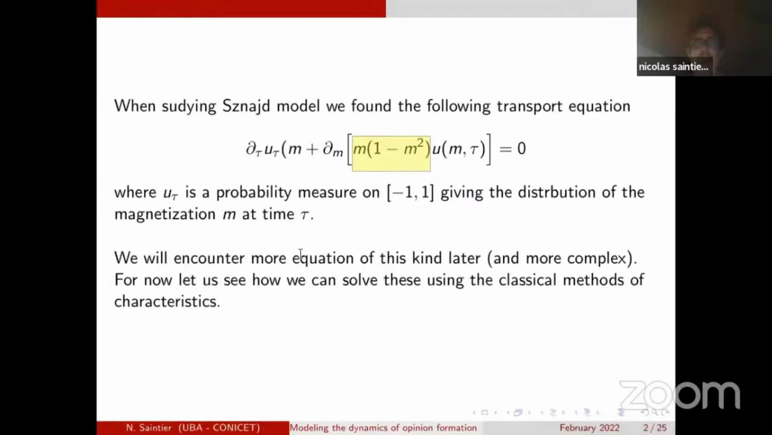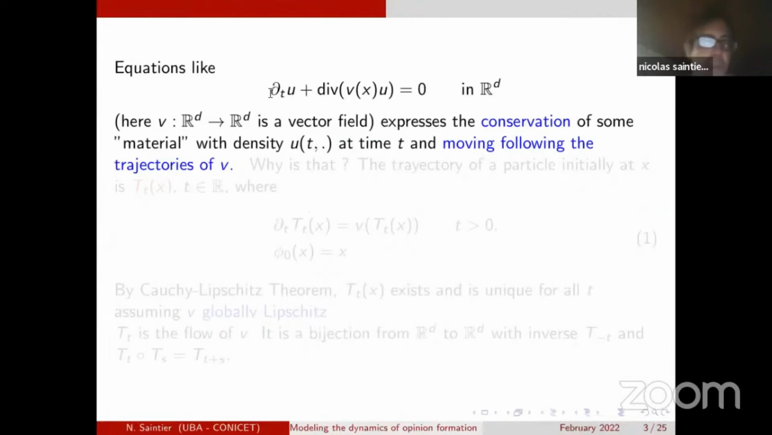Nothing more. So we will be dealing with this kind of equation, right? A transport equation with a vector field here. We will be working in R^d, in d dimensions, because it's the same as in 1D. No more difficulties, and we'll see how to solve that.